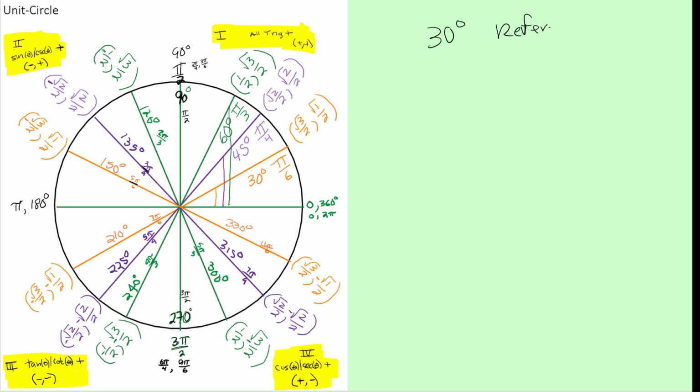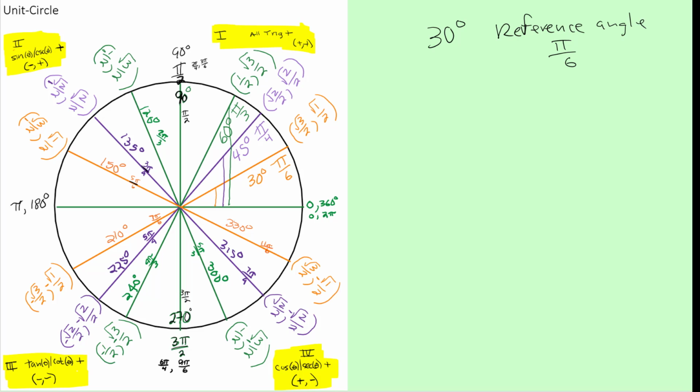And notice 30 degrees away, which is, by the way, pi 6. 30 degrees away in the second quadrant is 5 pi 6. 30 degrees away in the third quadrant is 7 pi 6. And 30 degrees away, and you'll have the note sheet, you probably have it now, is 11 pi 6. So all the 30 degree reference angles are the pi 6s.